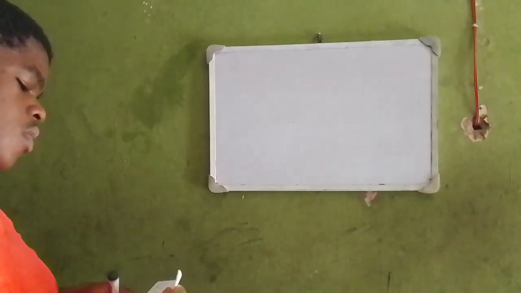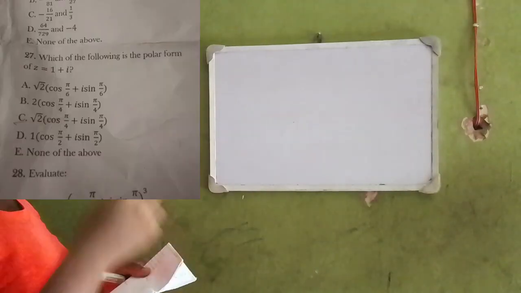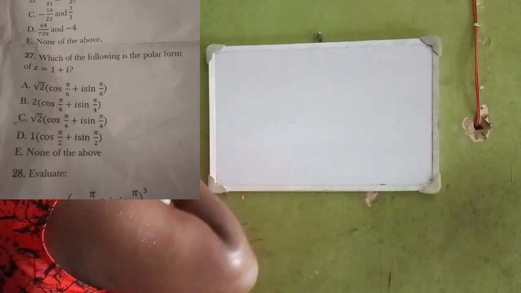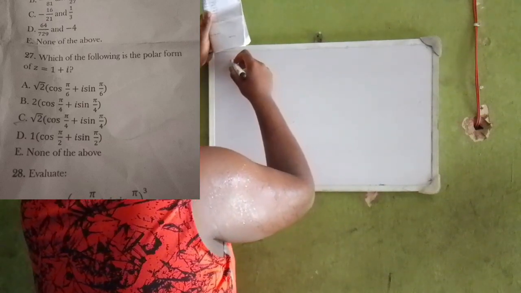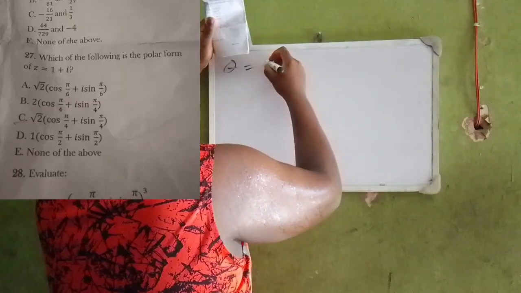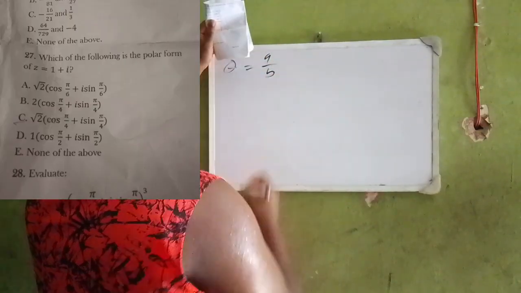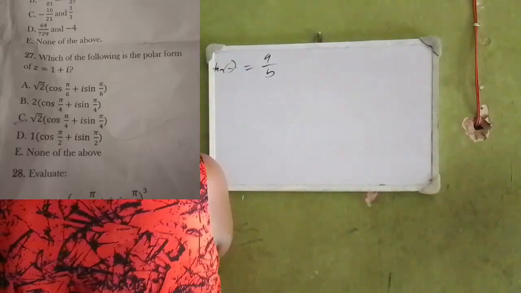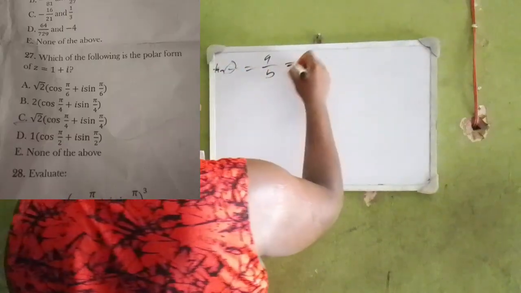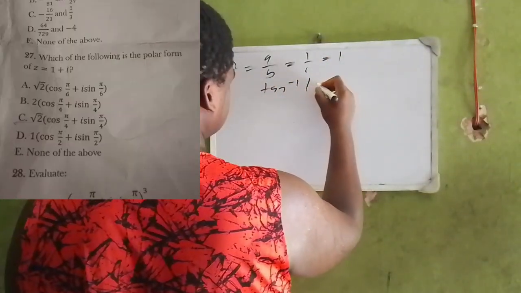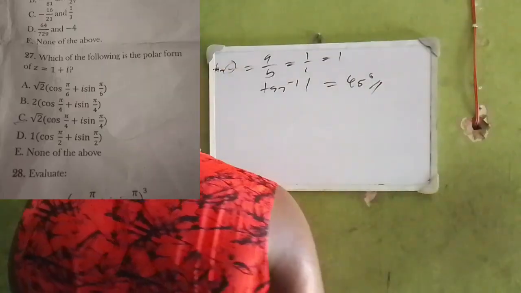Question 27. Which of the following is the polar form of z equals 1 plus i? First of all, you have to find the argument of this. The tan of the argument theta is equal to b divided by a, which is equal to 1 divided by 1, which is equal to 1. The tan inverse of 1 is equal to 45 degrees.